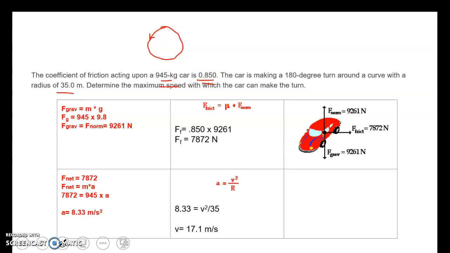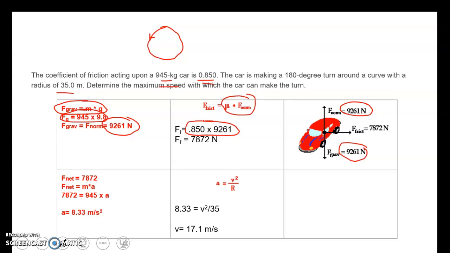We just work backwards. First step, always find the weight of our car, which is mass times g. So 945 times 9.8 is our number from before, 9,261. Now, if gravity is 9,261, normal force is 9,261. And mu times normal force is our force of friction. So if we take 0.850 times 9,261, we get our frictional force of 7,872 newtons.